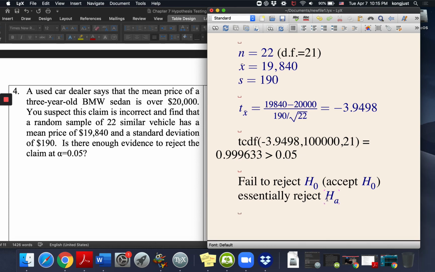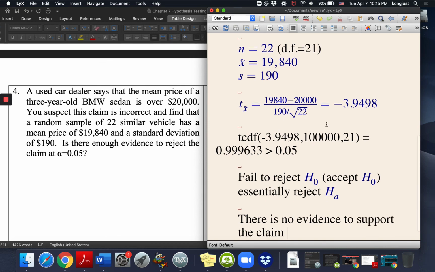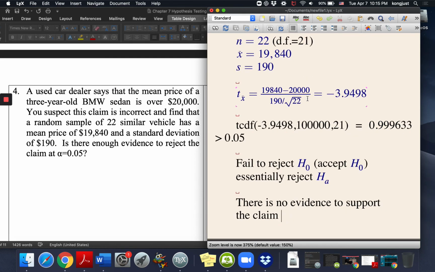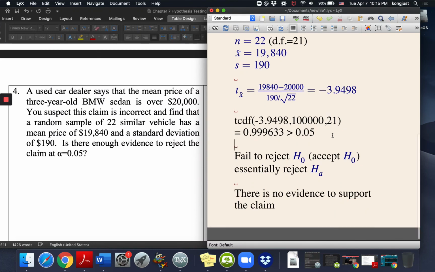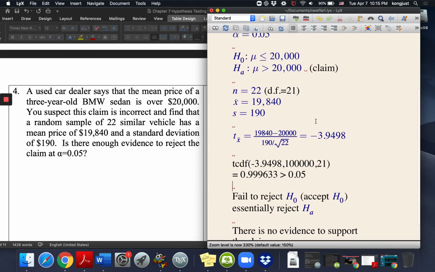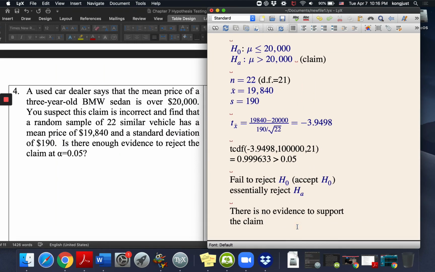We essentially reject HA. That means there's not enough evidence to support the claim. The claim was HA, right? There's not enough evidence to support that claim. Sorry, let me just split these up into the next line. Let's try to fit everything in one page. Let's shrink it down a little bit. So there's not enough evidence to support the claim that the mean is over 20,000. Okay, I'm going to pause here.